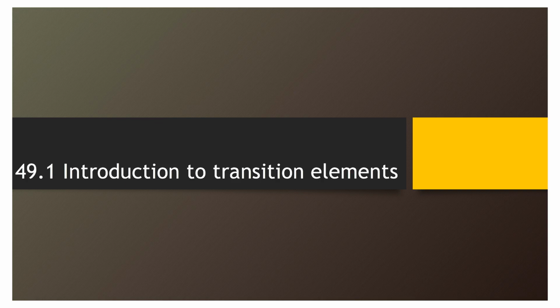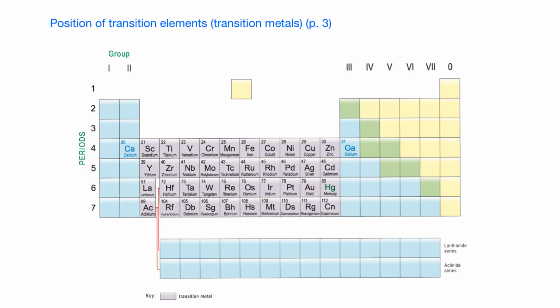Okay, now comes the last chapter of the pattern in the chemical world. This time we are going to talk about the transition elements. So where are the transition elements? They are between group 2 and group 3, and then they are within period 4 to period 7. So they are right in the center of the periodic table.